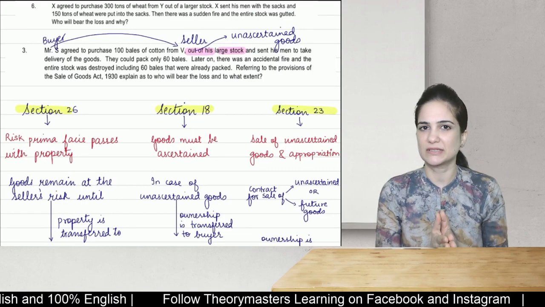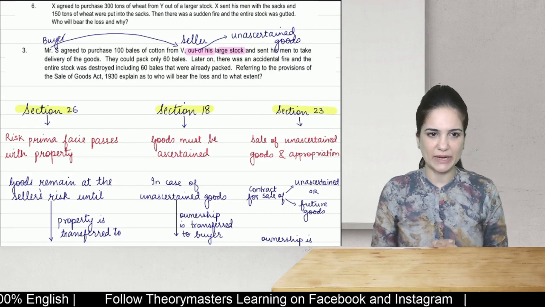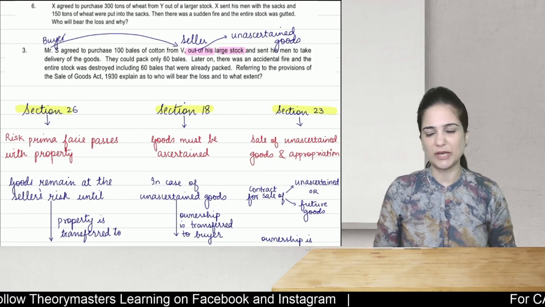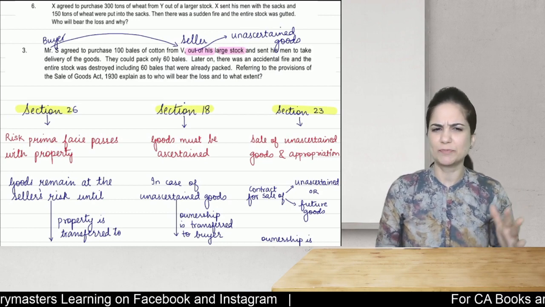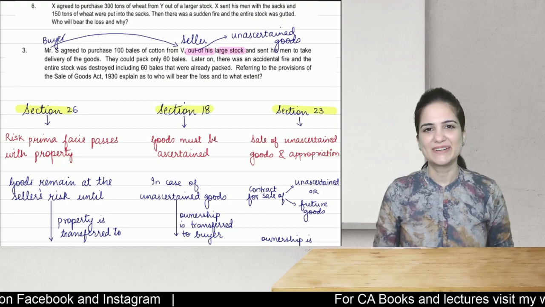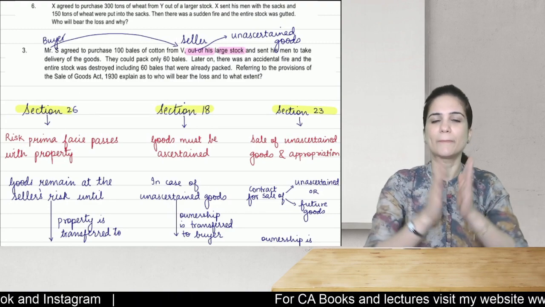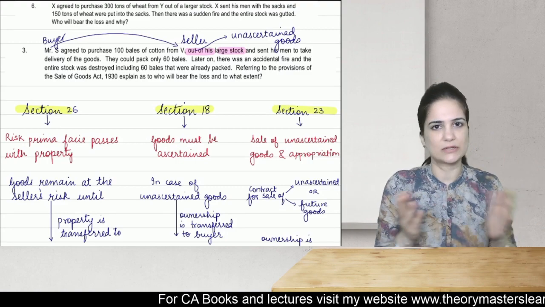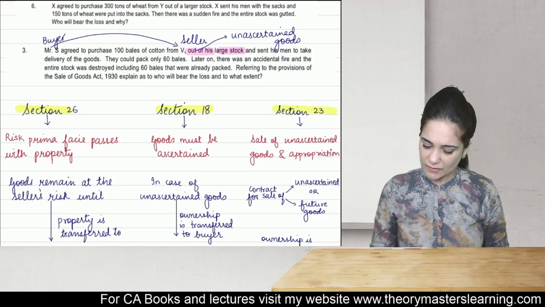Go to the model answer and see the provisions that they have applied. First they have applied section 26. The section is on the risk which prima facie passes with the property. What is the meaning of property? Property means ownership. So risk passes with ownership. The one who owns the goods will also bear the risk.